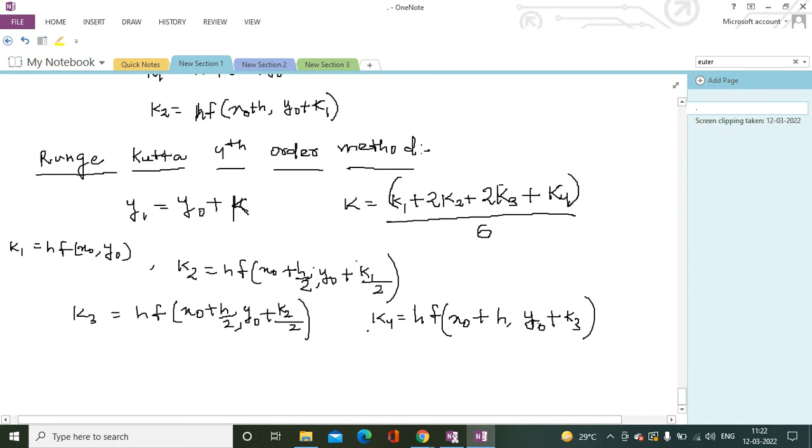So make a note of this guys, because you have to remember this, there is no other way for solving this. So that's for today guys.